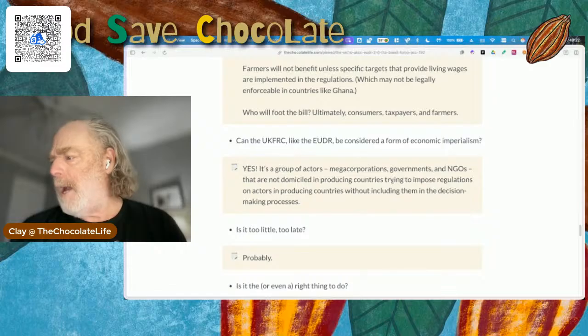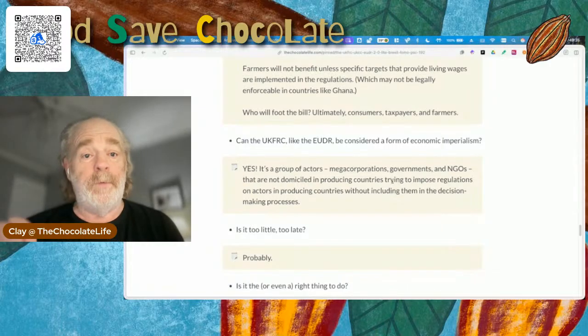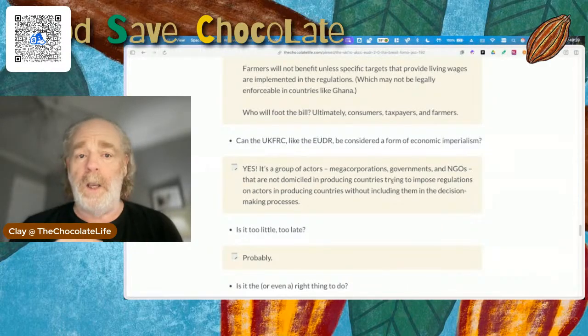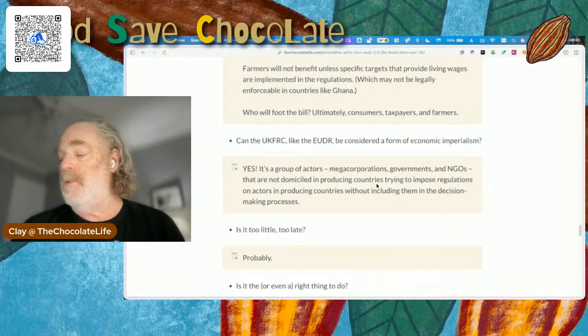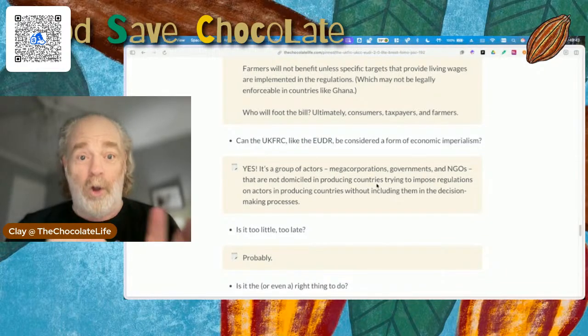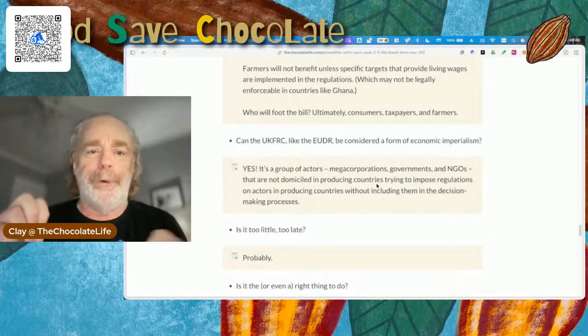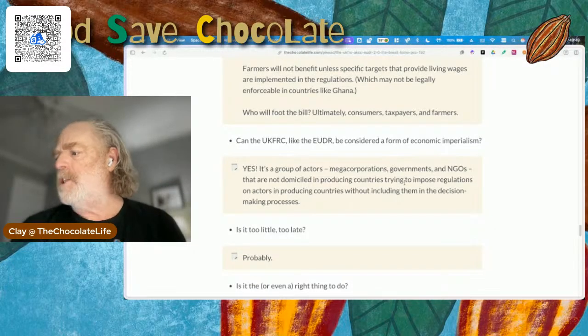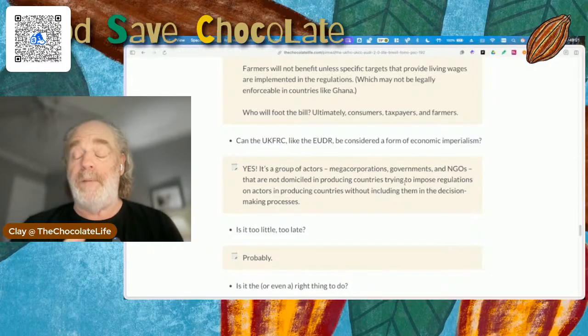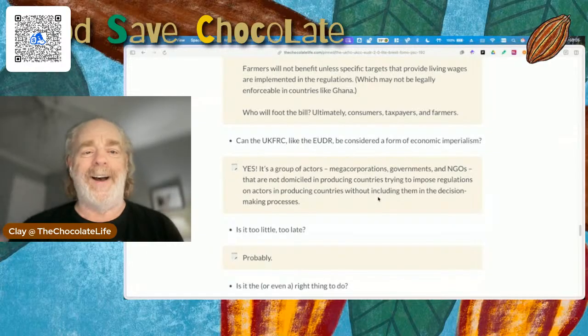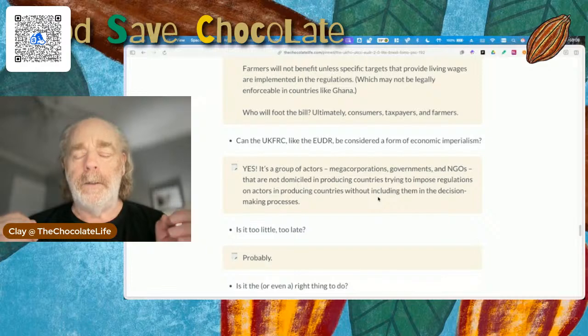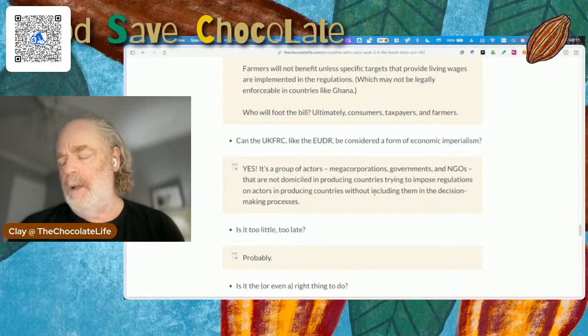So this can be seen as the UKFRC, the UK Coalition, the EUDR, Fair Trade Alliance, Rainforest Alliance, all the NGOs that are certifying good. What they're doing is trying to impose regulations and behaviors upon actors in producing countries without including them in the decision-making processes. So in that respect, the UKFRC and what the UKCC is doing both qualify, from my perspective, as economic imperialism in action.